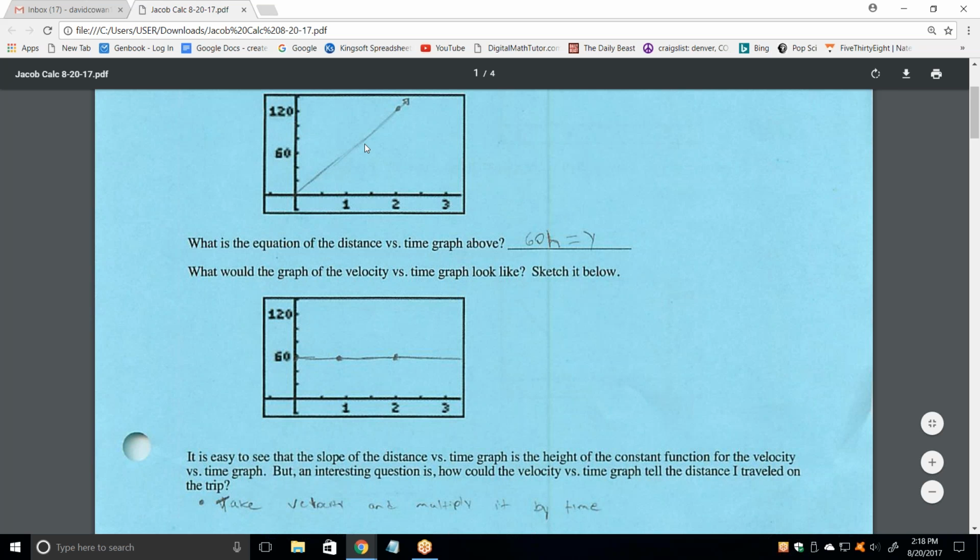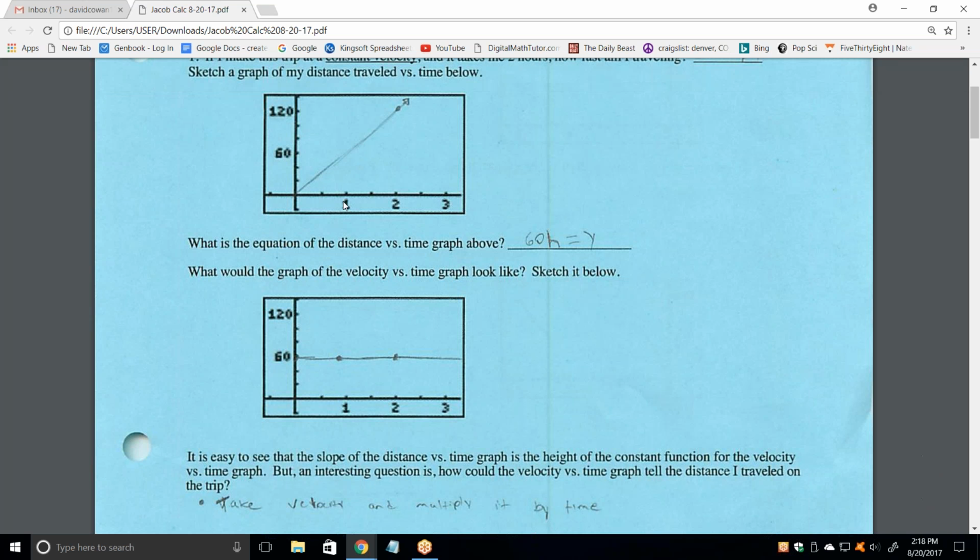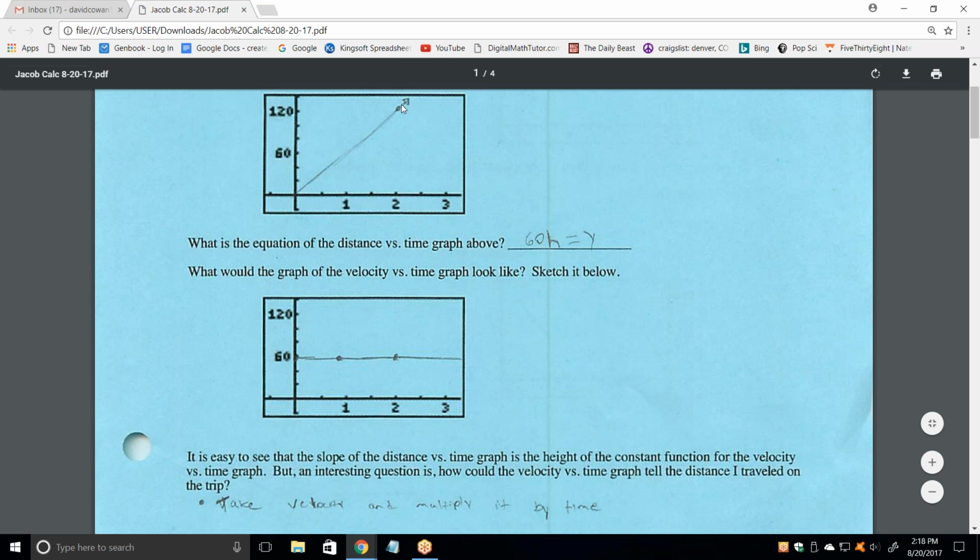What we're looking at up here is the position function. That's how far. At the end of 1 hour, you've gone 60 miles. At the end of 2 hours, you've gone 120 miles. Okay? And you really probably shouldn't have that arrow right there either, because it doesn't say you went beyond Cheyenne. It says you went to Cheyenne. So I would erase that little arrow after the dot.